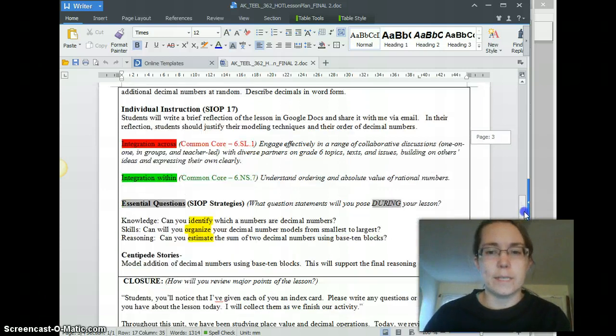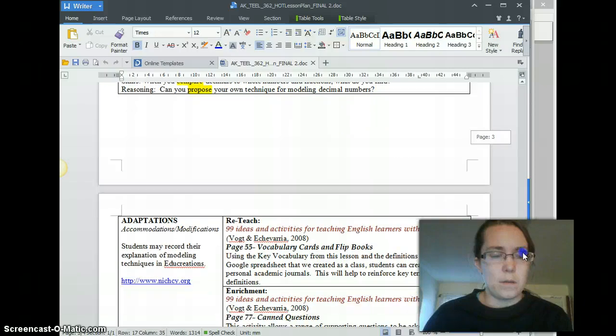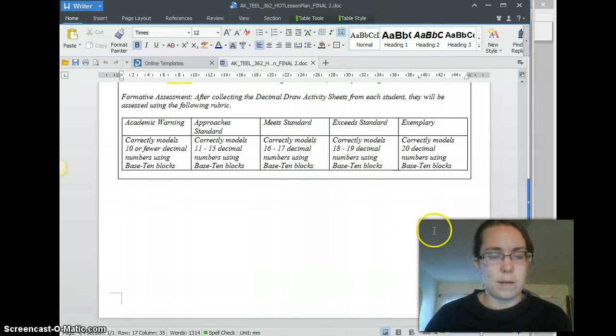My rubric for assessment was as follows. I assigned 20 problems, which ended up being more than most groups were able to complete, so that would be something that I need to reevaluate if I was going to do this lesson in the future.